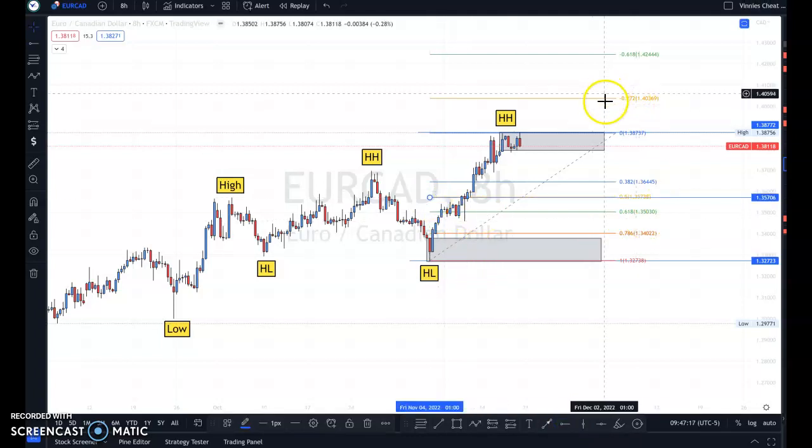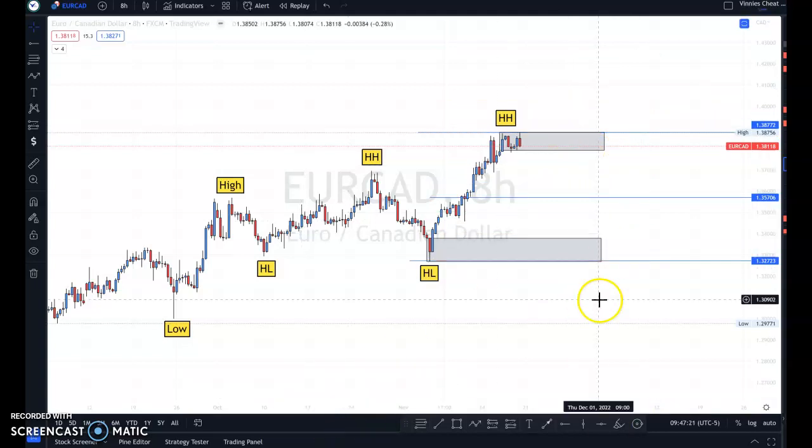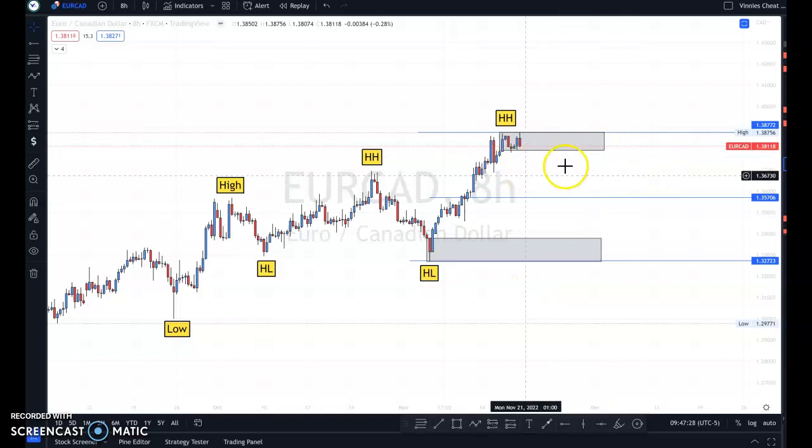The reason why I like to draw the 50% area using the Fibonacci tool is because, in my head, I want to buy price at a discount.